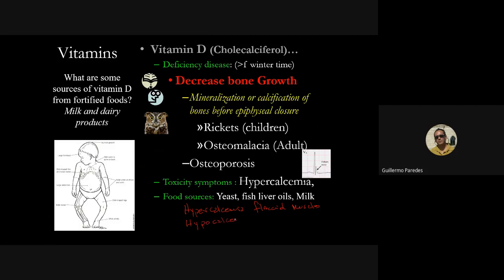Hypocalcemia produces tetany. That is in muscles, okay? Muscles. Wait a minute. You said muscles, but we were talking about bones, right? But remember, calcium is not only needed for bones.